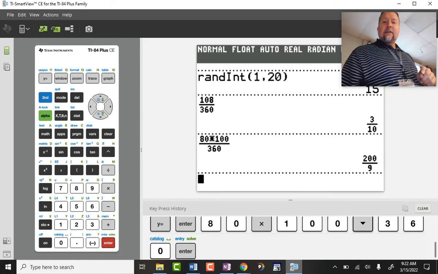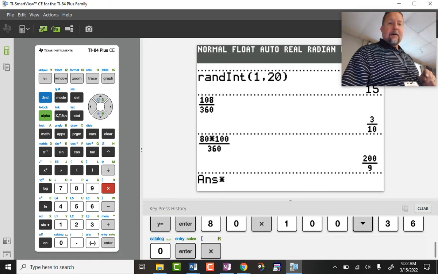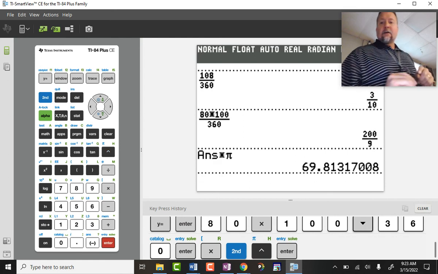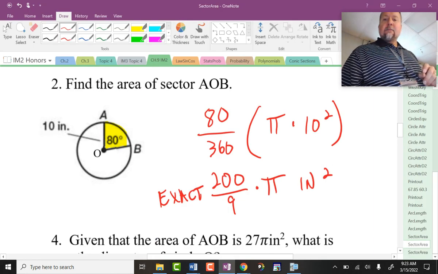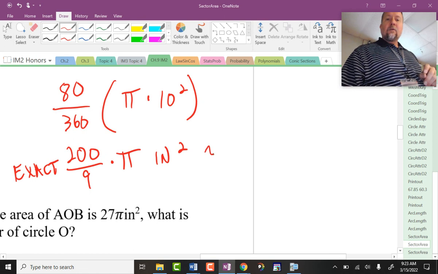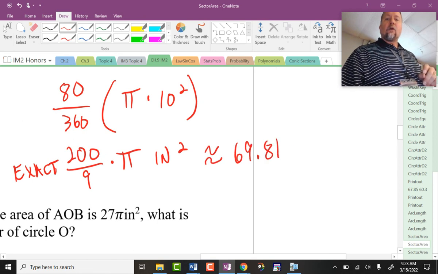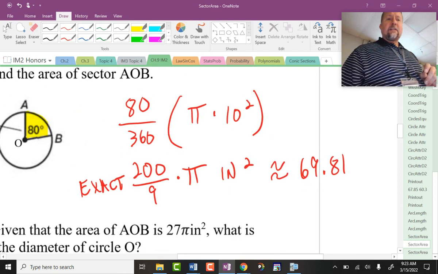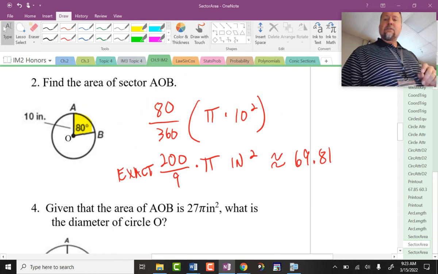And then when I go to this and times that by pi, which I do have right there, I'll get that obnoxious number, 69.81. And then this is often a symbol, 69.81. Was it inches? Okay, it was inches.